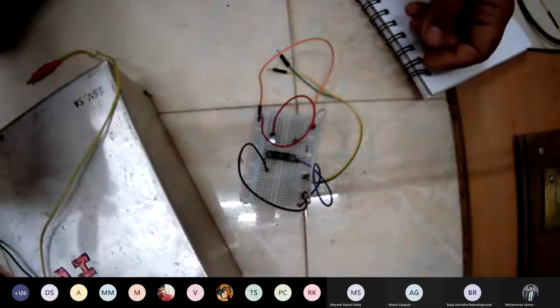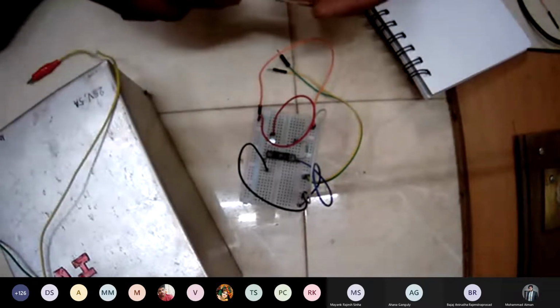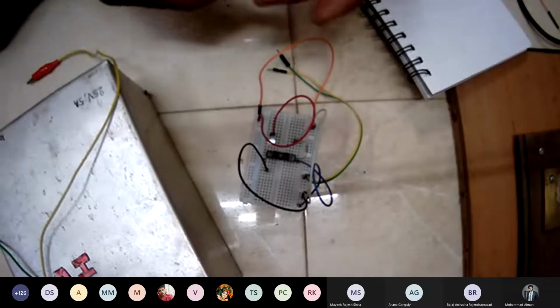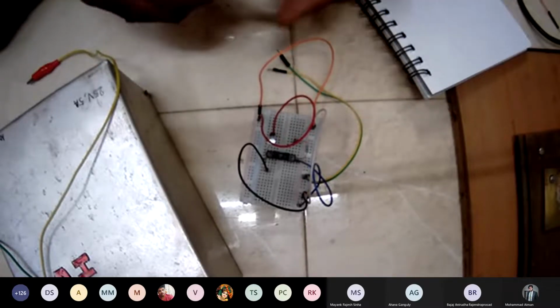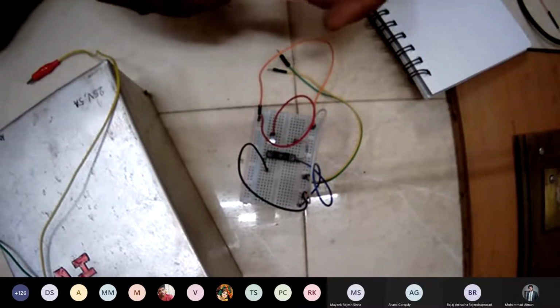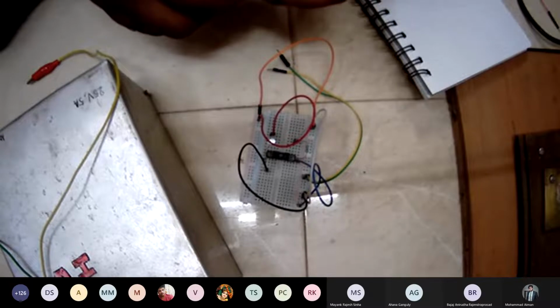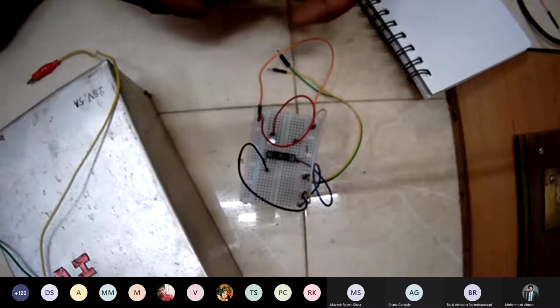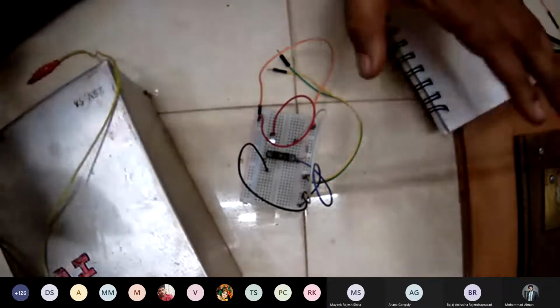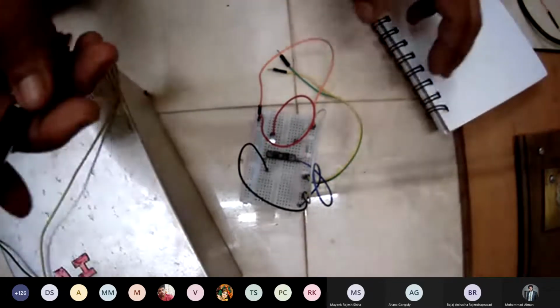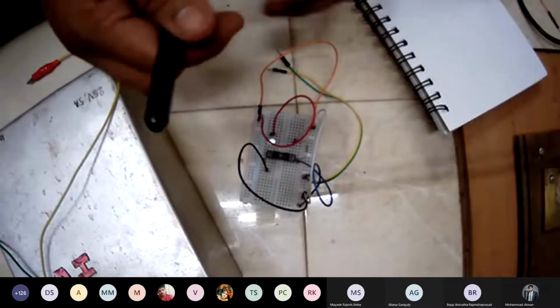Okay, so in the last class, we had a look at using the transistor as a switch and operating a relay and how to connect a snubber diode so that the back voltages are suppressed. So in today's class, we will start with what is known as an opto interrupter.